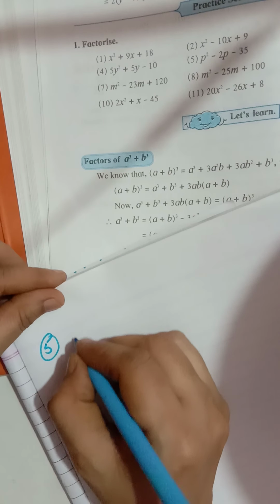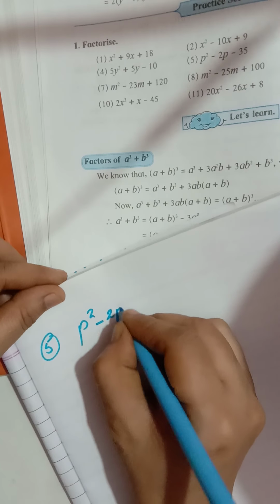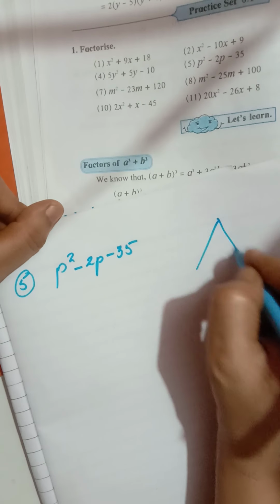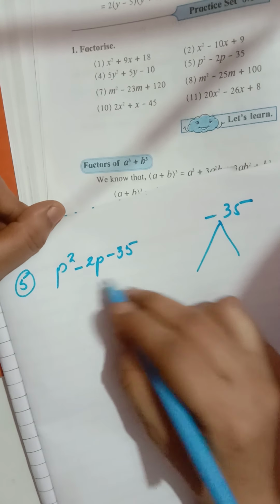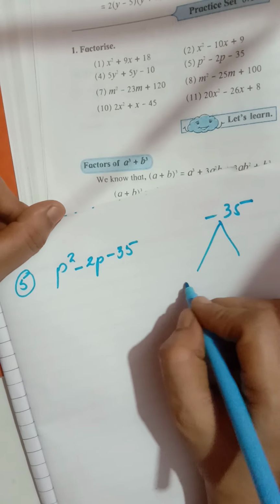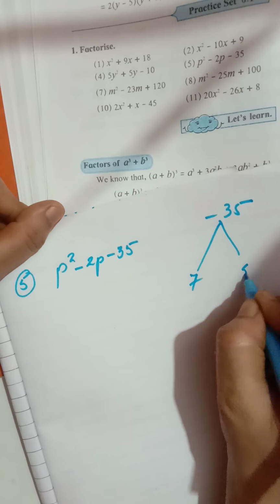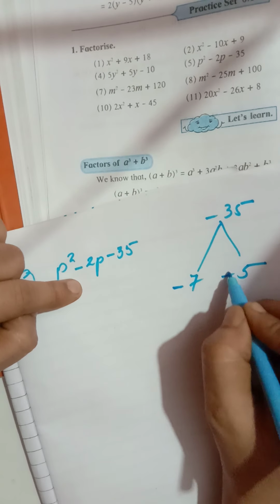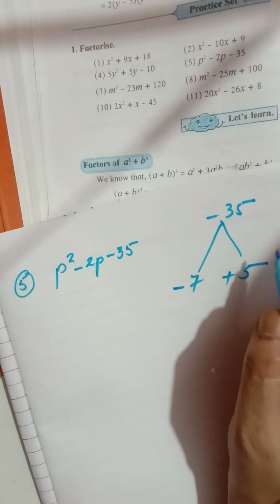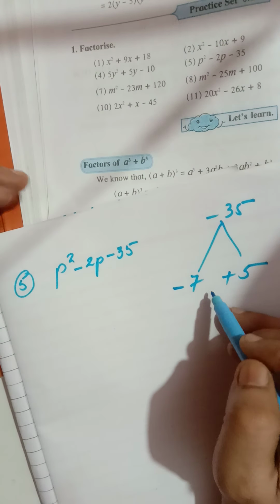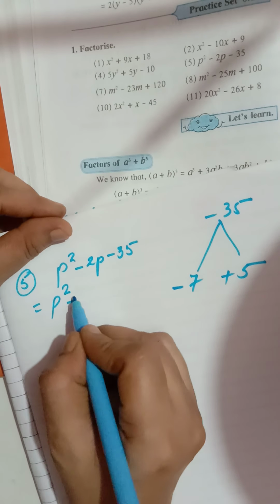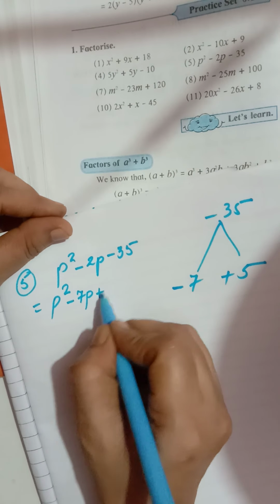Now let us see the fifth sum. p square minus 2p minus 35. Now your product is minus 35 and your middle term is minus 2. So it will be, children, 7 5s are 35, we know 7 5s are 35. Now here see, children, the bigger number will be negative, or you can see from the rules also, when the product is negative and the middle term is negative, your greater value will be negative and the smaller value will be positive. So this is equal to p square minus 7p plus 5p.